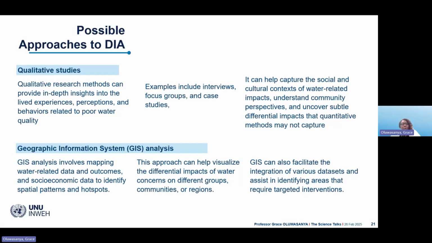Then another approach is applying geographical information system. I know a lot of people enjoy GIS analysis. This can also be applied in a differential impact assessment, and this particularly helps to visualize the differential impact of water concerns on different groups, communities, or regions, and can also facilitate the integration of various data sets and assist in identifying areas that require targeted interventions.